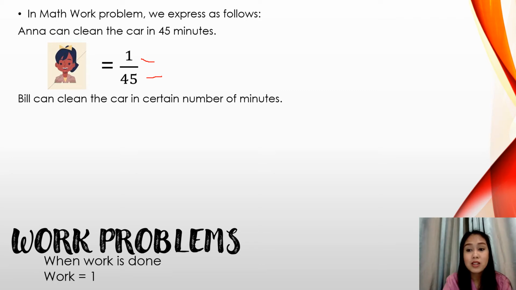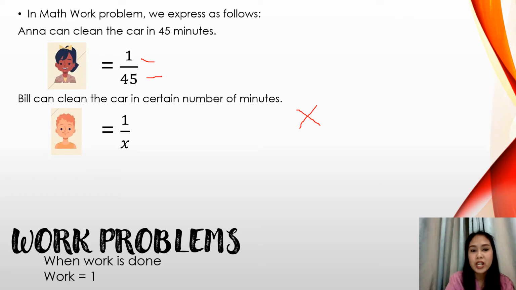Now, another example is that Bill can clean the car in a certain number of minutes. In this particular sentence, it is not given how many minutes Bill took to clean the car. So we can represent the number of minutes that he cleaned the car as x. Where are we going to put that? That would be in the denominator. That's why we have 1 over x. Since we do not know how many minutes Bill took, that would be represented as x.